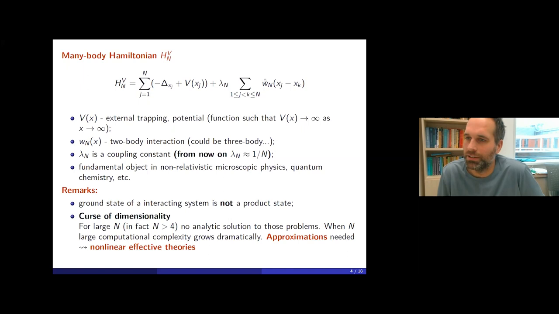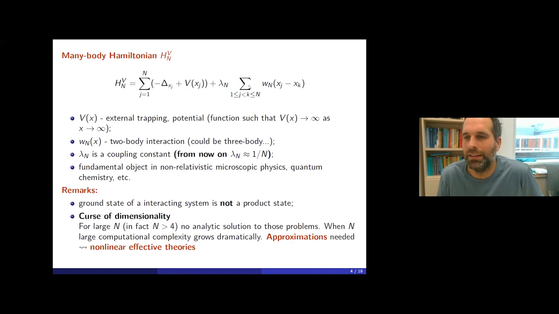I also introduce a coupling constant lambda_n, and from now on I immediately say that the coupling constant will be of order 1/n. Very heuristically speaking, this is because of the following situation. I will consider the limit when n goes to infinity, so the mathematical limit is the large number of particles limit. The kinetic part of the system is n-independent and has n terms, so you could think that the kinetic energy of the system is of order n, very heuristically, while for the two-body part, of course, there are n times n minus 1 over 2 pairs that interact.